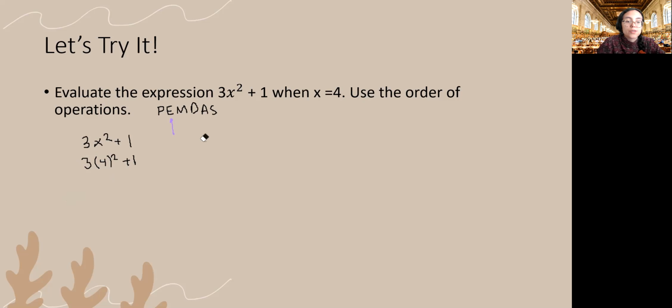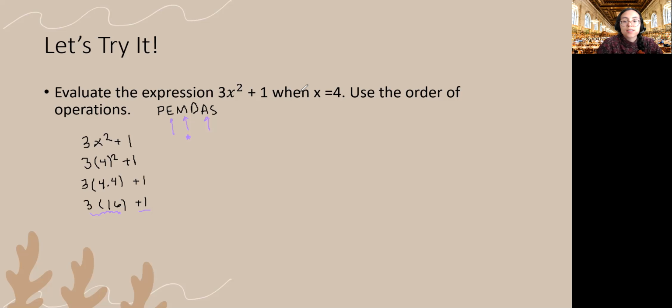So I'm going to do this first. I'm going to write 3 times 4 times 4 plus 1, which is 3 times 16. Okay, now I have multiplication and addition. So which one am I going to do first? Multiplication is right here, addition is here, so we're going to do this first, okay?